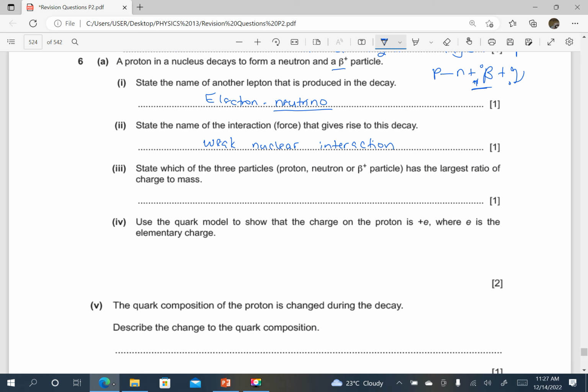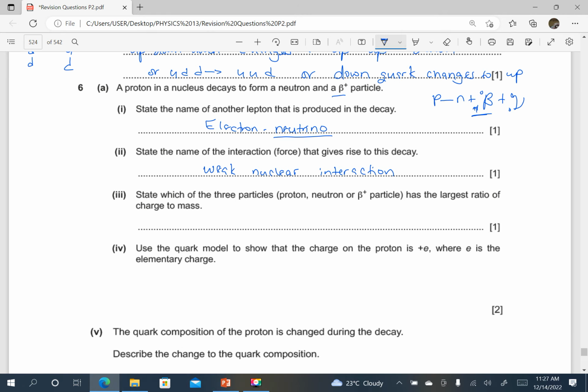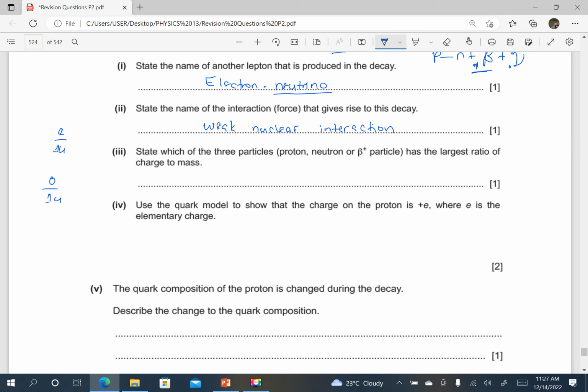State which of the three particles, proton, neutron, or beta plus, has the largest ratio of charge to mass. We can check. Start with the proton. Proton charge is e. The mass is 1 u. That is for proton. A neutron, the charge is 0. The mass is 1 u. A beta particle is a fast-moving electron. The charge is e or negative e. The mass of a beta particle is very small.